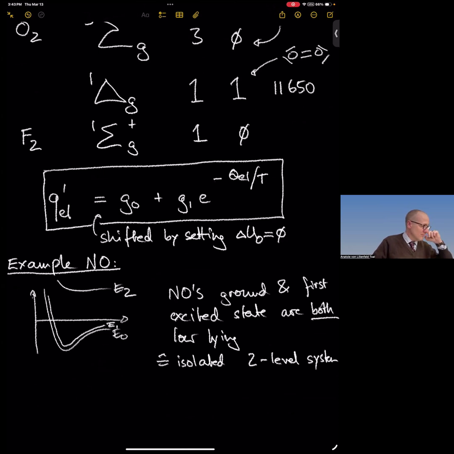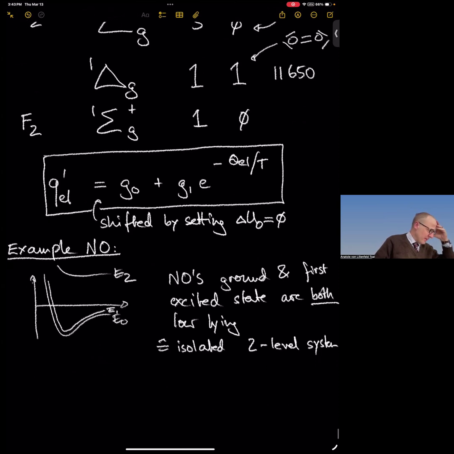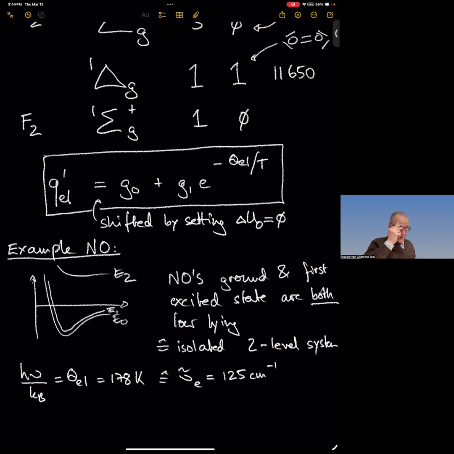So there's the characteristic temperature h nu over kB, this is theta L, and nu is the frequency you would need to go from ground to first excited state, and this is 178 Kelvin, right? So in wave numbers, this corresponds to a delta nu of 125 inverse centimeters, right? So that's more on the vibrational scale, typically in a vibrational mode, right? So very close by.